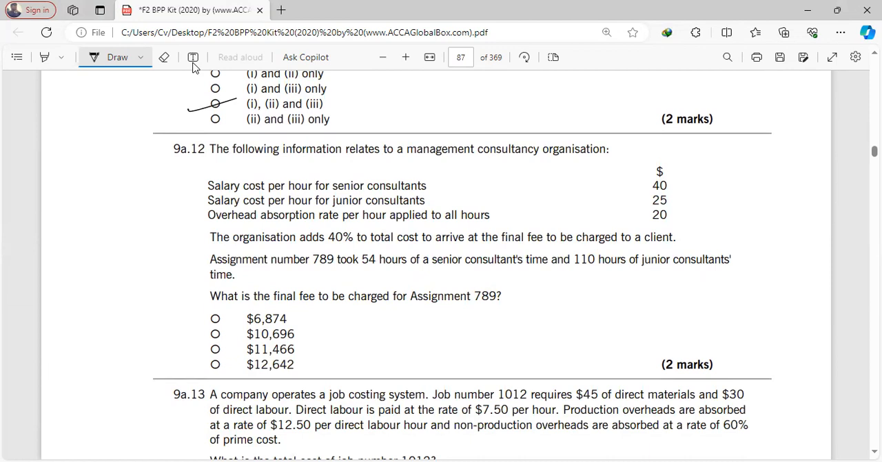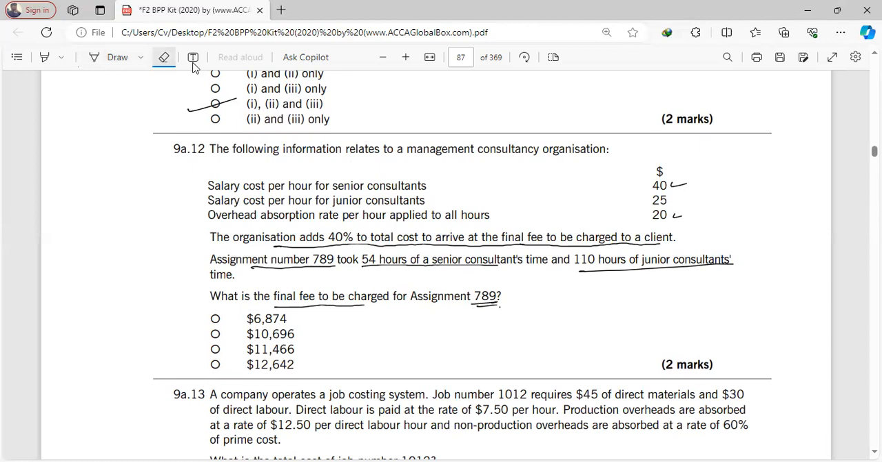The information relates to a management consultancy organization. Salary cost per hour for the senior consultant is 40, for the junior it is 25. OAR is 20. The organization adds 40% to the total cost to arrive at the final fee to be charged to a client. Assignment number 789 took 54 hours for a senior consultant and 110 hours for the junior consultant. What would be the final fee of assignment number 789?